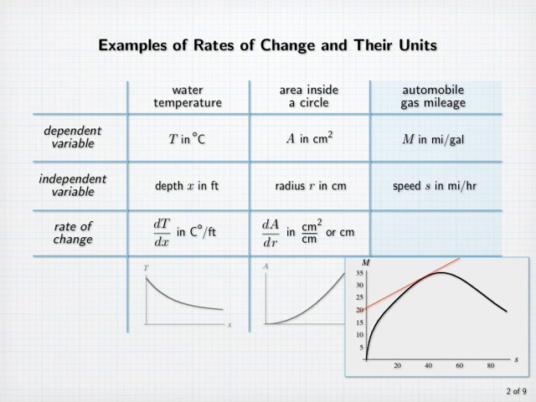Notice we get better mileage as speed increases up to a point, and beyond that point, mileage starts to decrease. So the rate of change here is the derivative of M with respect to S, and its units would be miles per gallon per mile per hour, which simplifies to hours per gallon.